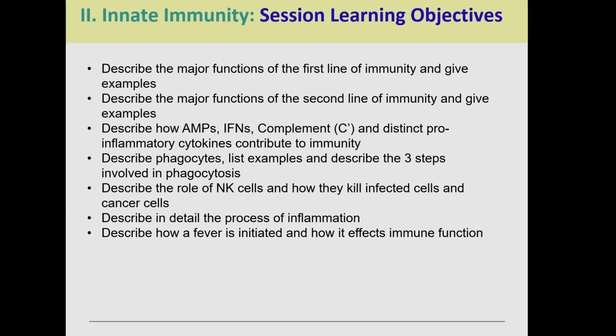All right, so now we're going to go ahead and get into some of the details. We're going to talk about the first line of immunity, the second line of immunity. We're going to get into AMPs, IFNs, complements, pro-inflammatory cytokines, phagocytes, right? How that process looks, natural killer cells, and how they get rid of infected and cancerous cells, and then inflammation and fever. So we're basically going to get into the innate immune system with this particular section.